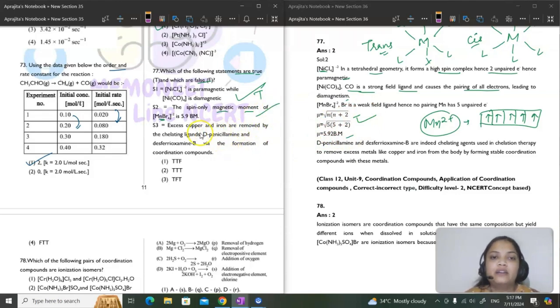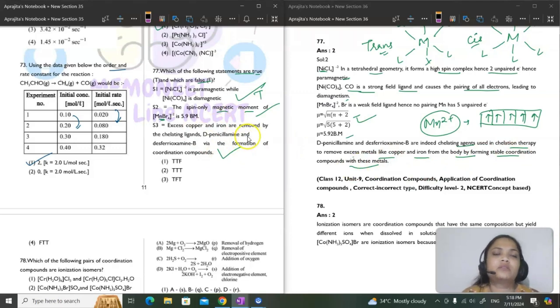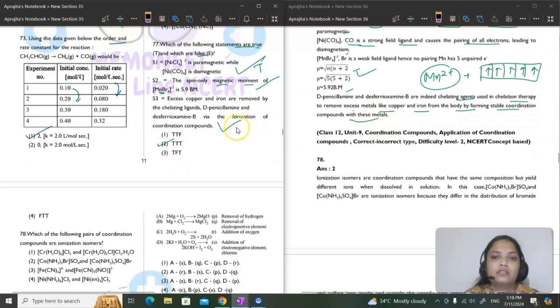Excess copper and iron are removed by chelating ligands D-penicillamine and desferoxamine B via the formation of coordination compounds. So yes, these are your chelating ligands which are used in chelation therapy to remove excess metal like copper and iron from the body by forming stable coordination compounds with these metals. So it means this is also true. This statement is a use of coordination compounds, okay? The answer is option number 2. All the statements are true.